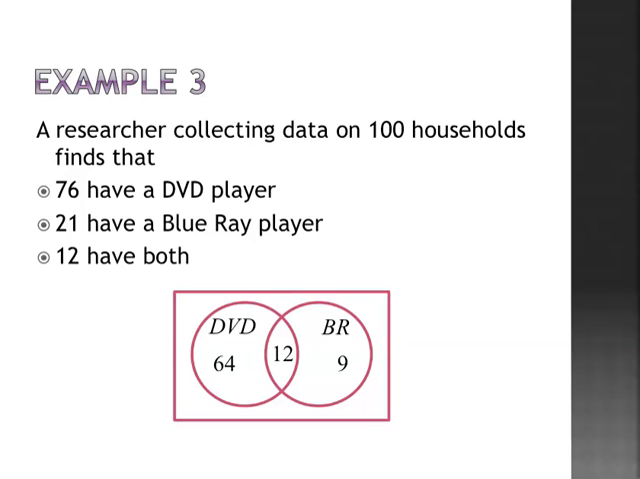Now we're told that this researcher collected data on 100 households altogether, so there are possibly some households that don't have either. Well, how many? Well, we know how many altogether have a DVD player, a Blu-ray player, or both. So now the 64, the 12, and the 9, if we subtract all of that from 100, that will leave us with the number of people who don't have either. So 100 minus 64 minus 12 minus 9 is going to give us 15.